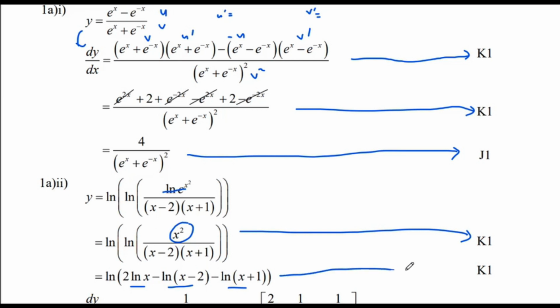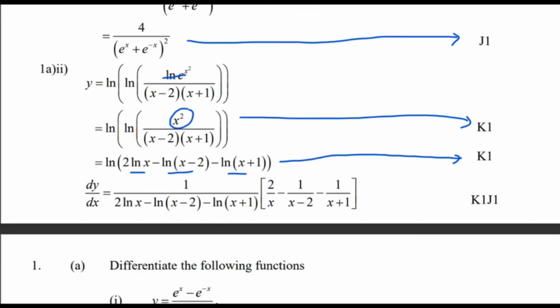Alright. So you will get another K1 here. Kita gunakan laws of log. Okay. So after that, kita baru differentiatekan dia. So ln dapat 1 per salin balik, dan yang salin balik ni kita differentiatekan dia satu persatu. So 2 ln x dapat 2 over x, differentiation dia. ln x minus 2 adalah 1 over x minus 2 dan seterusnya. So dia dapat K1 J1 here. Ada dua proses lah.